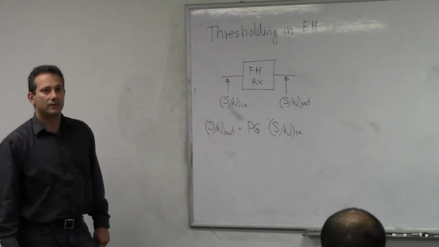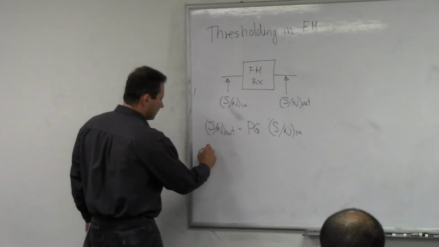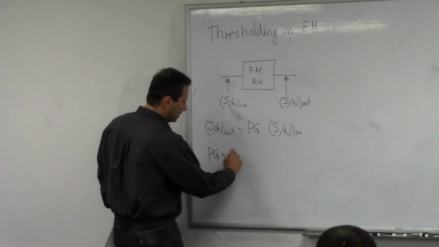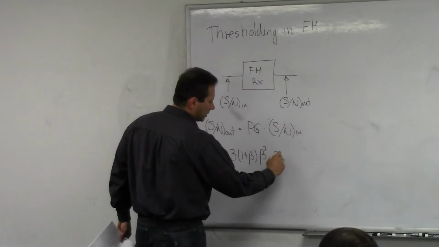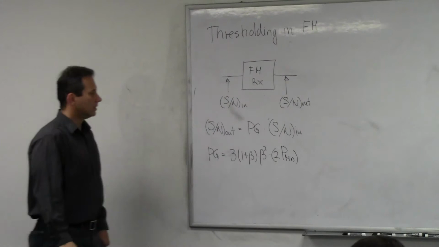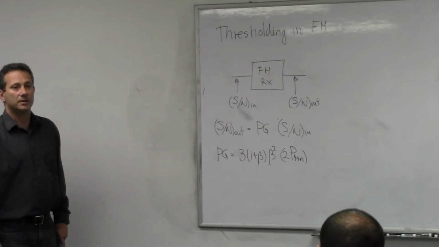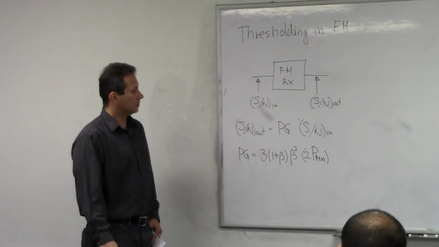Now, in the case of FM, we found that the processing gain depends on several factors, and we derived an expression: it is 3 times (1 plus beta) squared times the power of the normalized message. So that was the processing gain in FM. And for commonly used values of beta, let's say 4 or 5, this is a very large number, right?